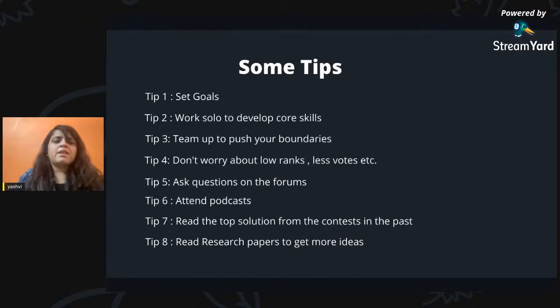Now, some tips. Tip number one, set goals. Set incremental goals, like I will write 2, 3 notebooks per week. I will score in the top 50% in this Kaggle competition. I will score in the top 40% in this Kaggle competition. Set this type of goals, write those goals, and it will help you to visualize your progress, how you are progressing in this area.